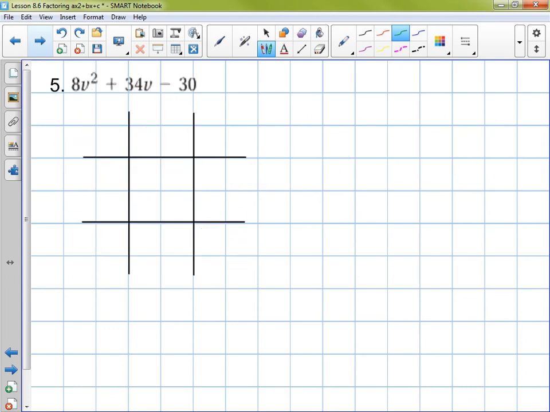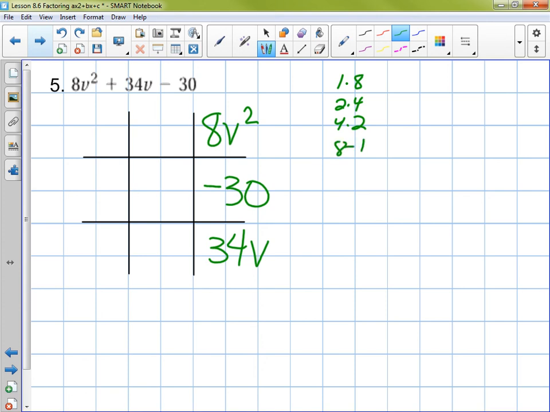Last example, 8v squared plus 34v minus 30. I'm going to put in the terms 8v squared, negative 30, and 34v. Now this one's a little tougher because the way you can get 8, there's more ways. And 30, you can do 1 times 30, 2 times 15, 3 times 10, 5 times 6, 6 times 5, 10 times 3, 15 times 2. So there's a whole bunch of combinations that you have to check.